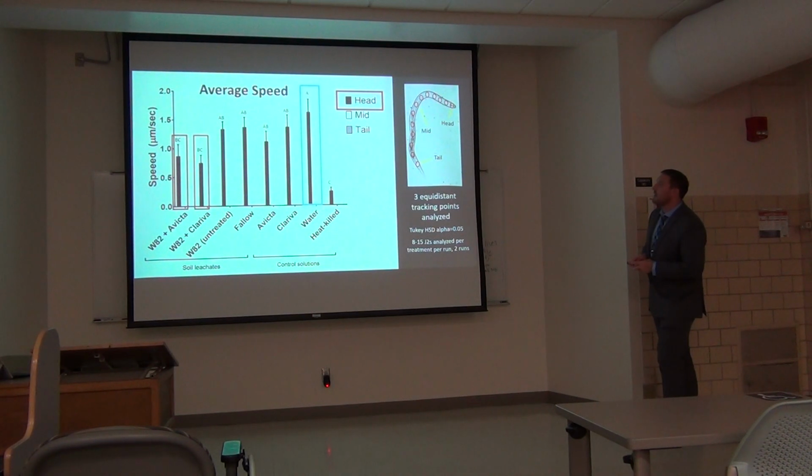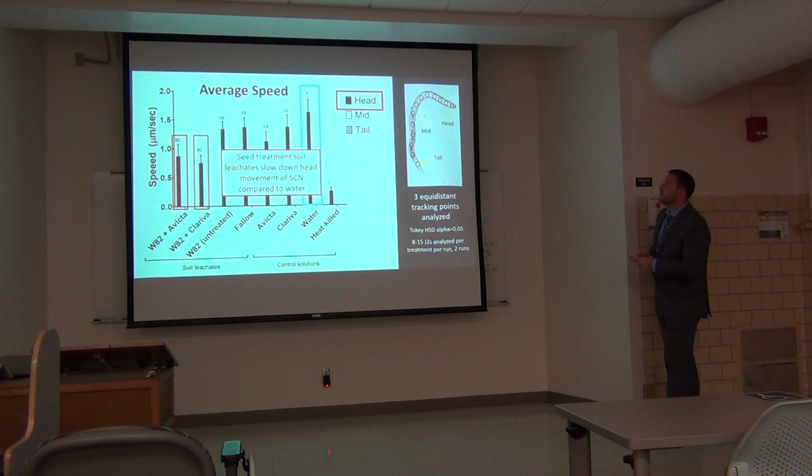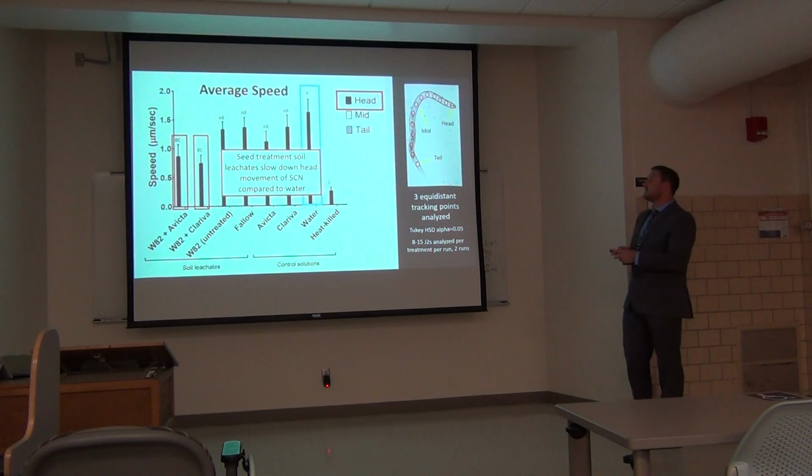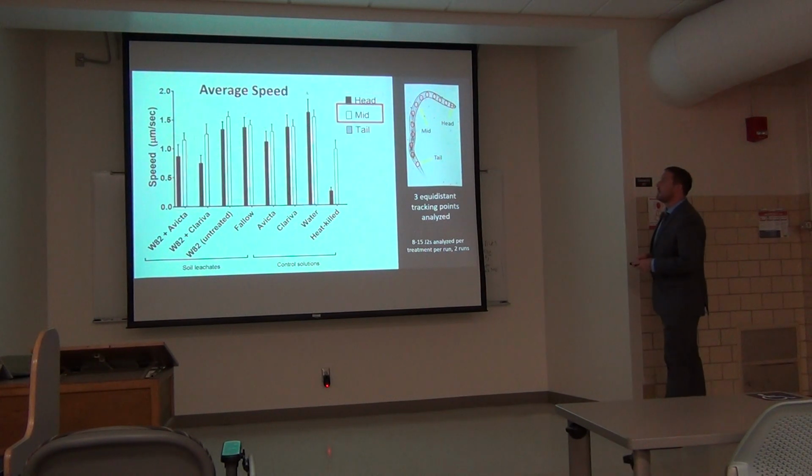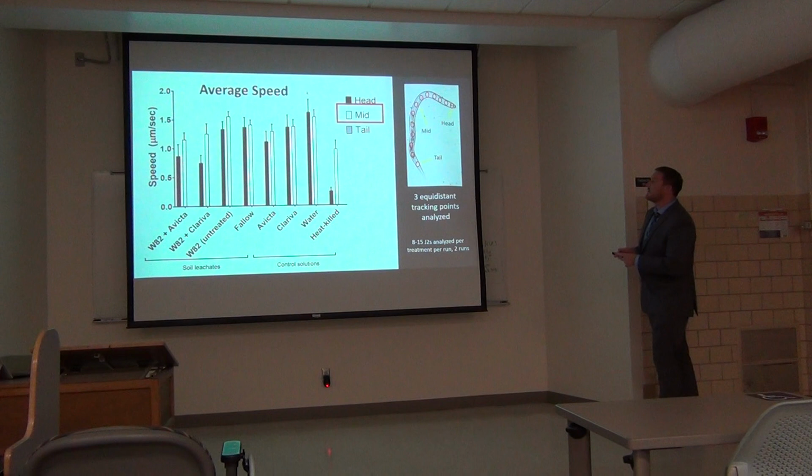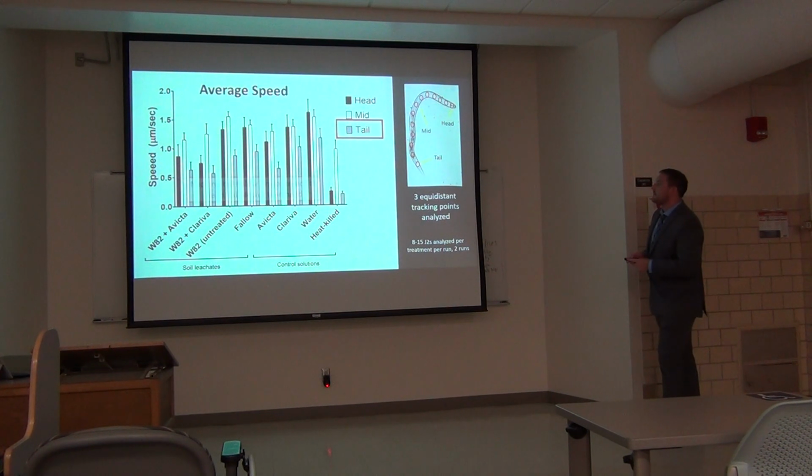And what's interesting to point out here is that our 2 C treatments, Williams 82 with the Victa, Williams 82 with Chloriva, had significantly slower movement than that of our water control. So our C treatment soil leachates do slow down the head compared to our water control. We see similar trends for the midpoint and for the tail. Midpoint and tail follow similar trends. Tail's a little bit slower than the head.